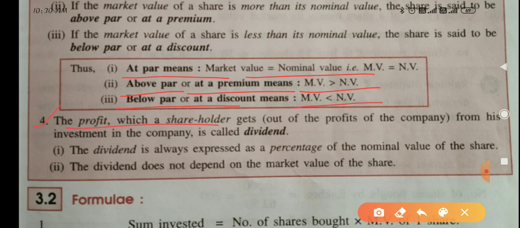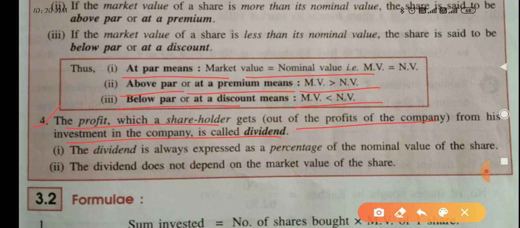Fourth, the profit which a shareholder gets out of the profit of the company from his investment in the company is called a dividend. Now listen, suppose that you are investing in a company, you have 100 shares of the company, and after a year the company's performance is very good and the company makes a profit. So from the profit of the company, some part you will get, according to the number of shares which you have of that company. That profit is called dividend.